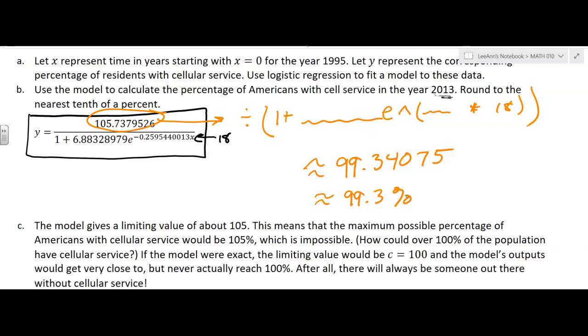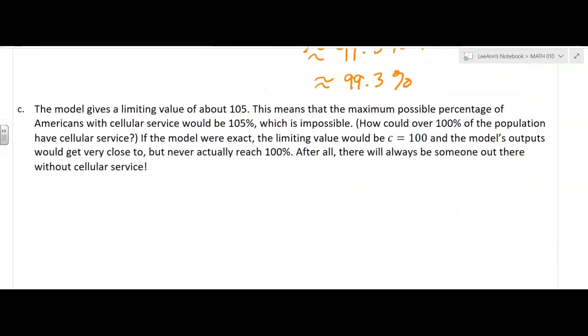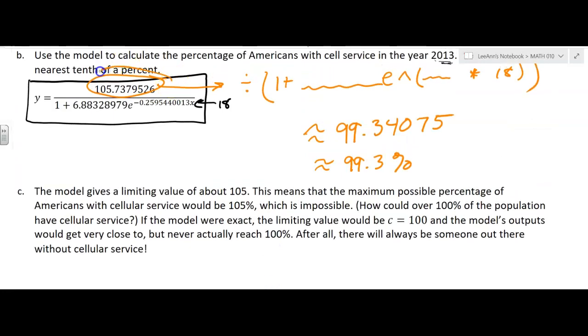So that's a pretty high percent for people to have cellular service. Okay, now part C, it's just kind of a little bit of a talk here. It says the model gives a limiting value of about 105. That's this number right here. It says this means that the maximum possible percentage of Americans with cellular service would be 105%, which is impossible. You can't have more than 100% of the population, right? Okay, so it says how could over 100% of the population have cellular service?